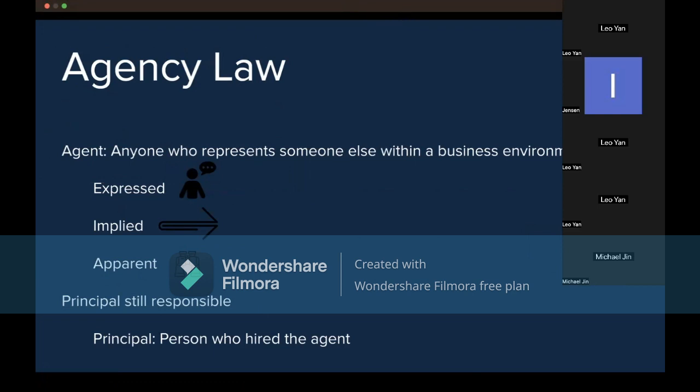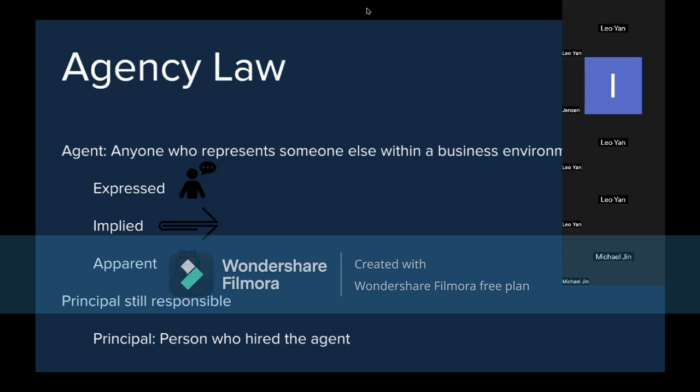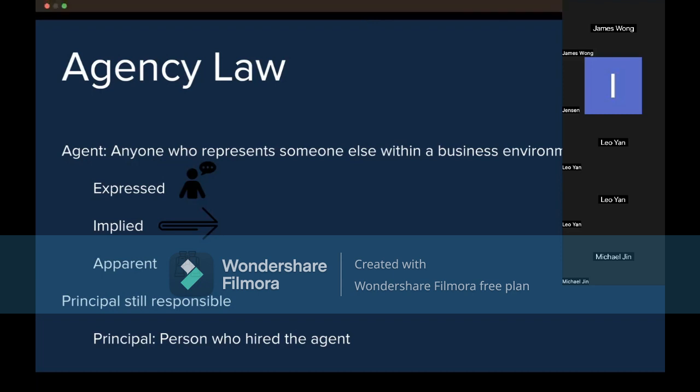And there are three ways that an agent can gain authority to represent a person. The first type of authority is expressed authority. As the name suggests, expressed authority is when an agent gets permission directly from the person. The person directly tells the agent, you are now my agent and you have the authority to work for me. This is usually through a contract. When they hire the agent, they sign a contract, so they're expressing their will for the agent to represent them.